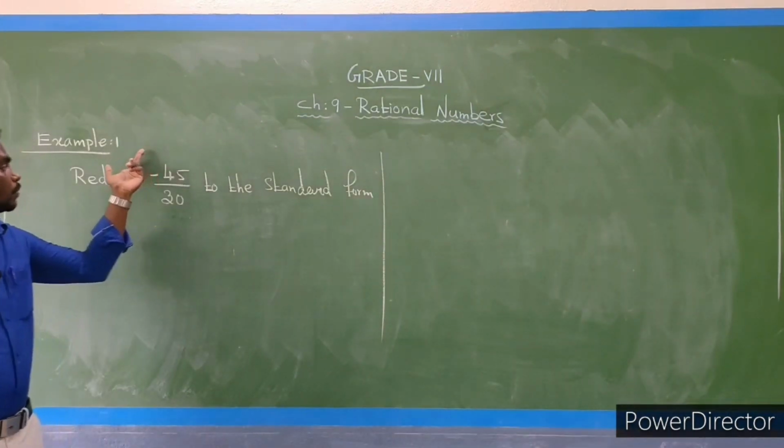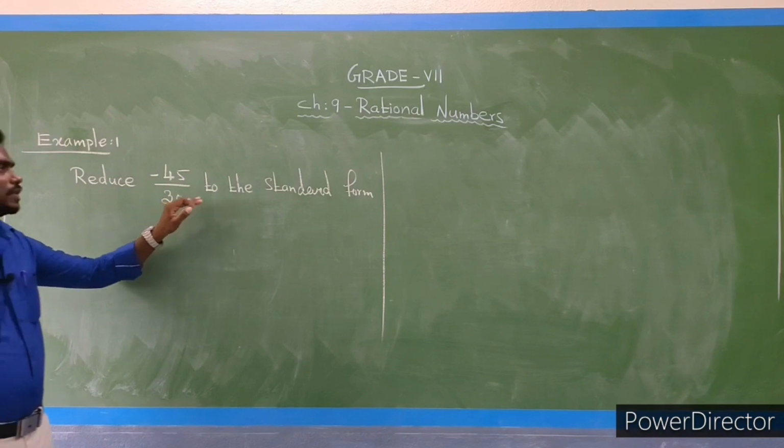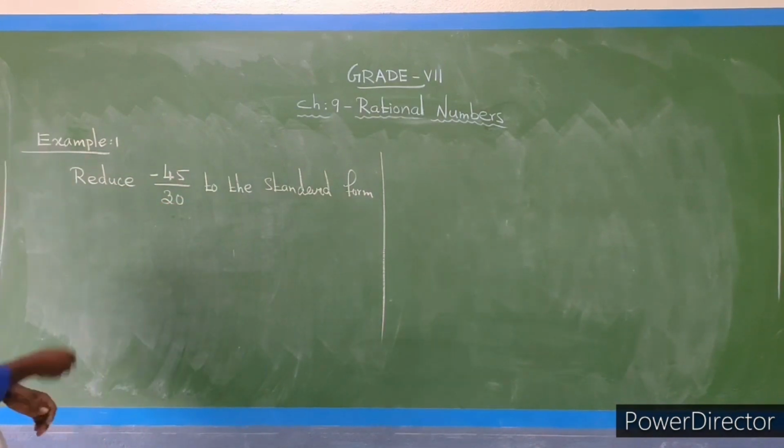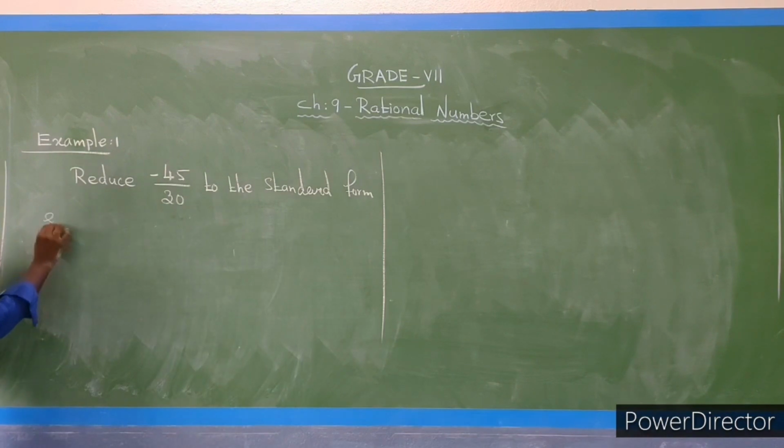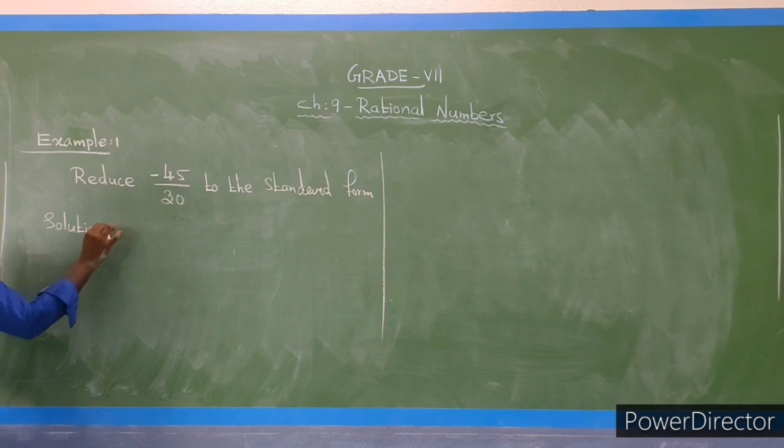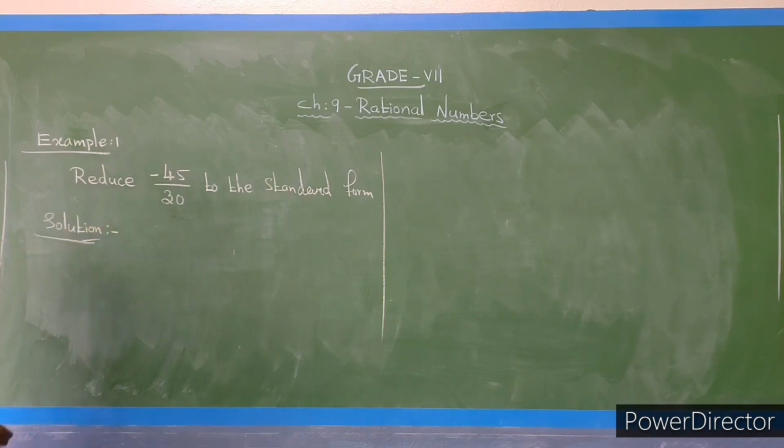Next, example 1: reduce minus 45 by 30 to the standard form. How to reduce this number to the standard form? We have to use the prime factorization method. We use the prime factorization method to solve this number. So, solution.